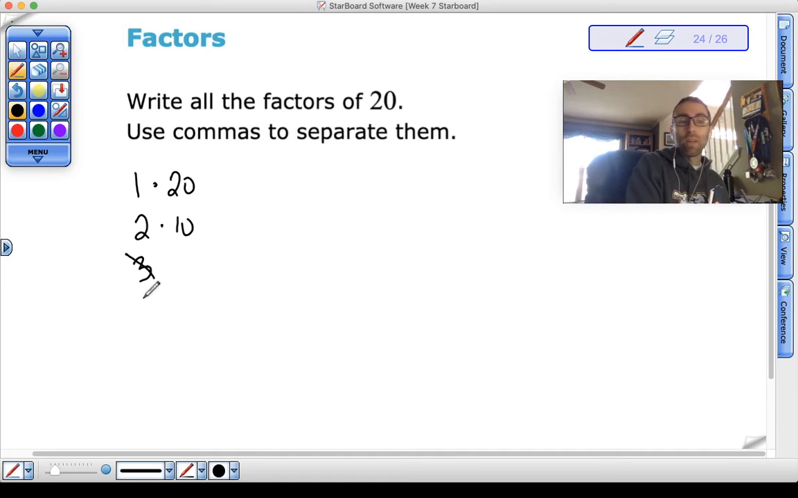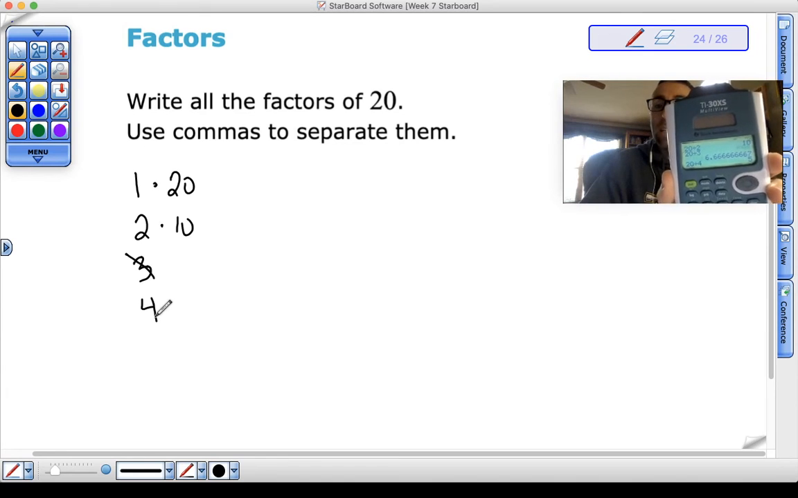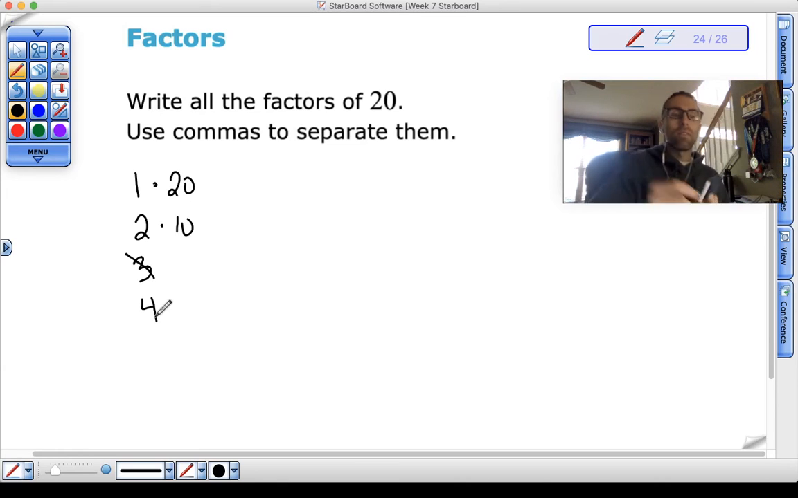So I can try my next number here, 4. I'm going to put 20 divided by 4 into my calculator, and I hit enter, and I get a nice, easy number, 5. That's an odd number. I have 5. 4 times 5. Now 4 and 5 are kind of close, so there are no other numbers between 4 and 5 that I'm going to be able to fit in there.